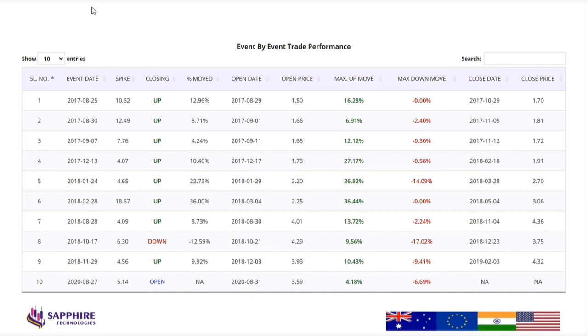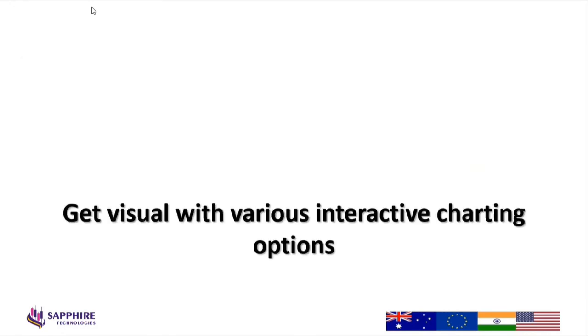Likewise, if you look at it, you can see the impact of the spike. It had gone down on only one occasion in this particular example, on 17th of October 2018, when there was a 6.3 times spike. The stock had gone down 17.02%, but it still did go up 9.56%. So that gives you the detailed report.